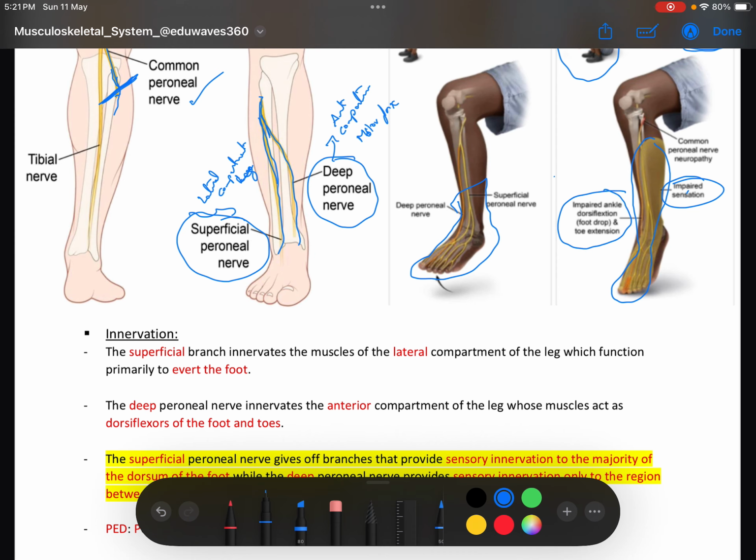Okay, clinical cause. We have to ask the patient, do you trip on stairs or do you feel numbness on the top of your foot? We have to ask if the patient is feeling any numbness on the top of the foot, and we have to observe the gait, and whether the patient has any steppage gait. Okay, so these are the things we have to ask the patient.